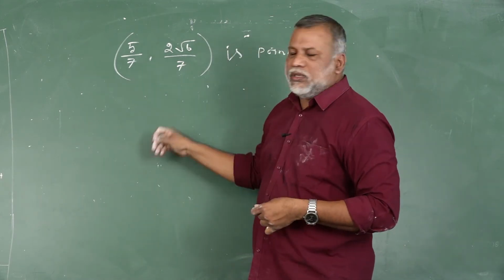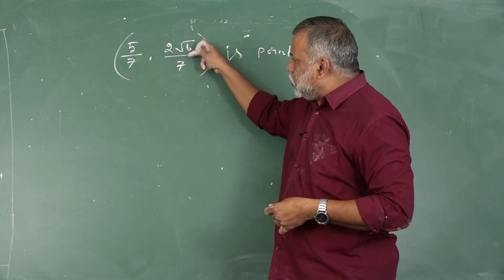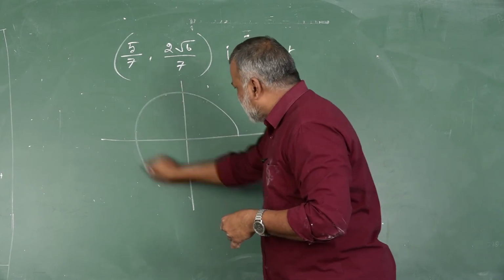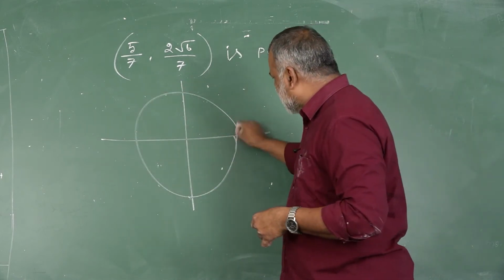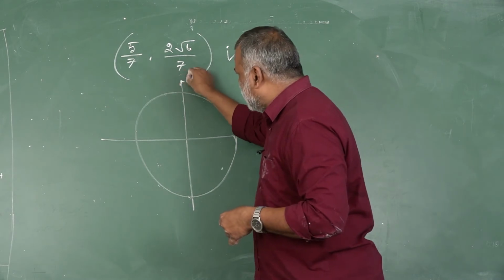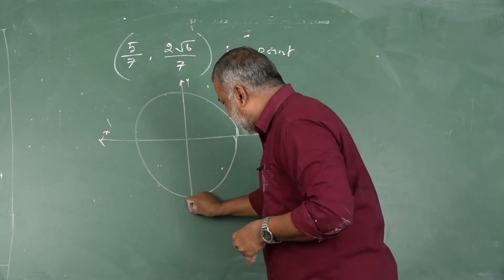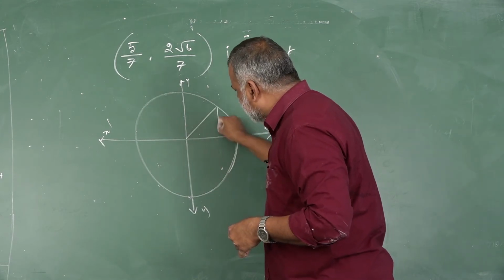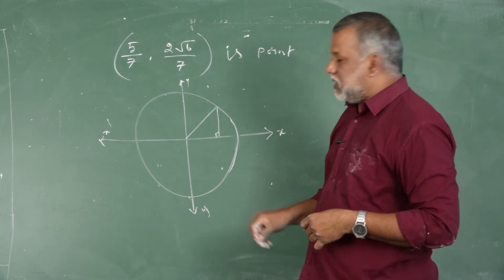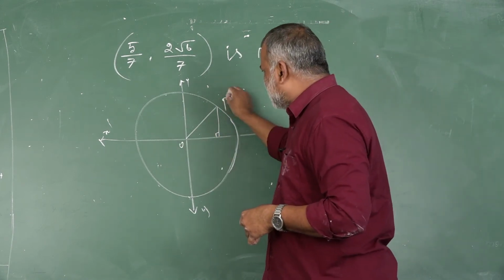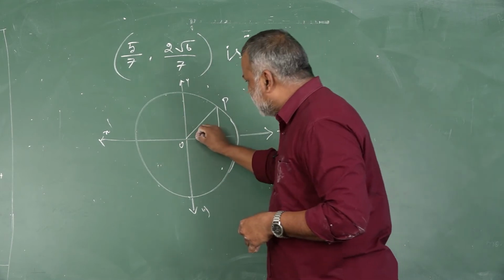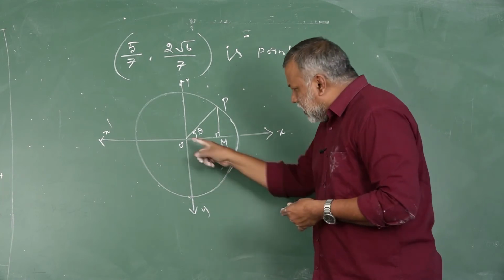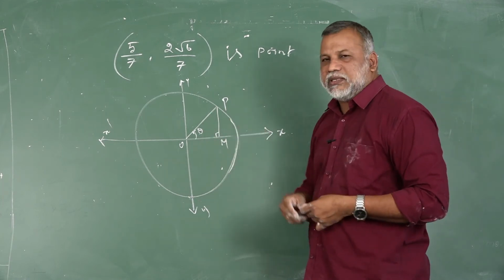Now think about the point 5 by 7, 2 root 6 by 7. So immediately draw a circle. Draw the X axis, Y axis, X dash, Y dash. This is the origin, this is a point P, then we can draw PM, this is angle theta. See, in this diagram OPM is a right angle triangle.